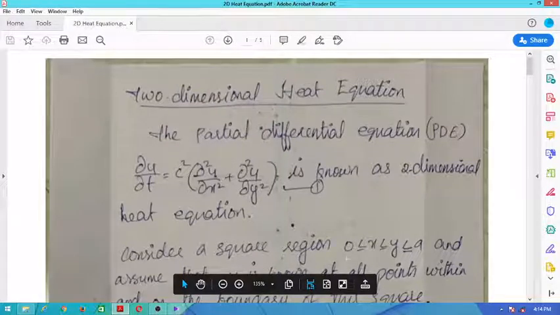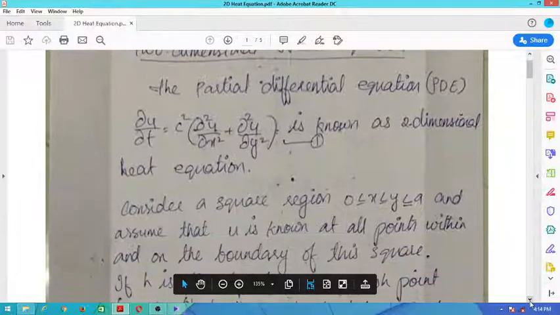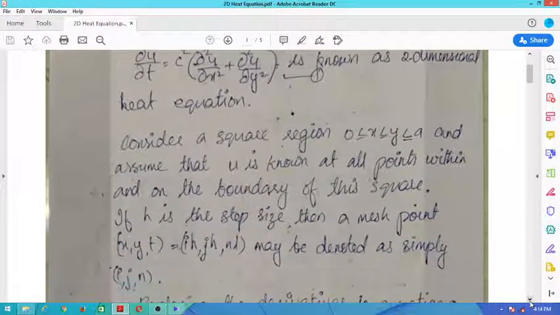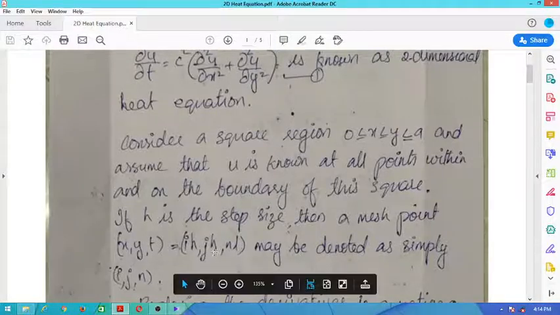Consider a square region 0 ≤ x ≤ a, 0 ≤ y ≤ a, and assume that u is known at all points within and on the boundary of this square. If h is the step size of this square, then a mesh point (x, y, t) = (ih, jh, nl) may be denoted simply as (i, j, n).